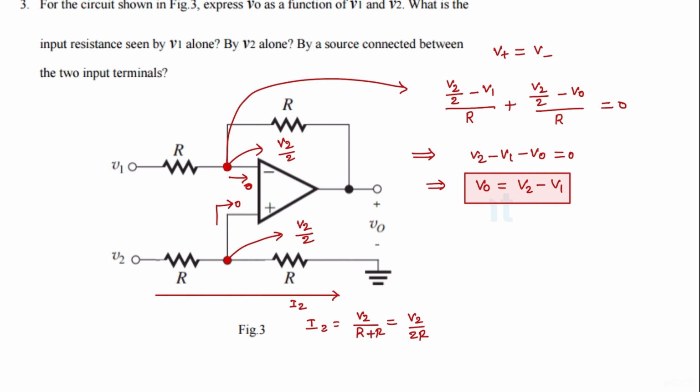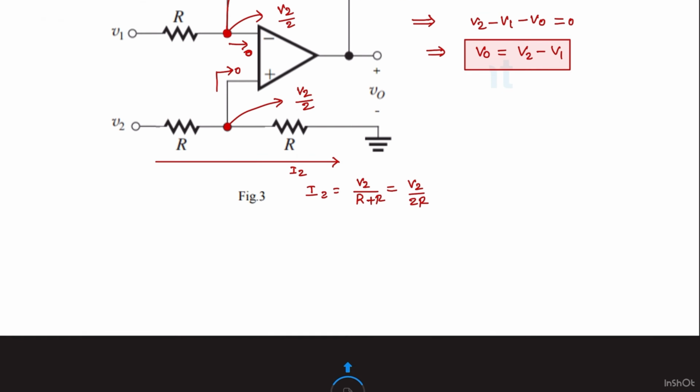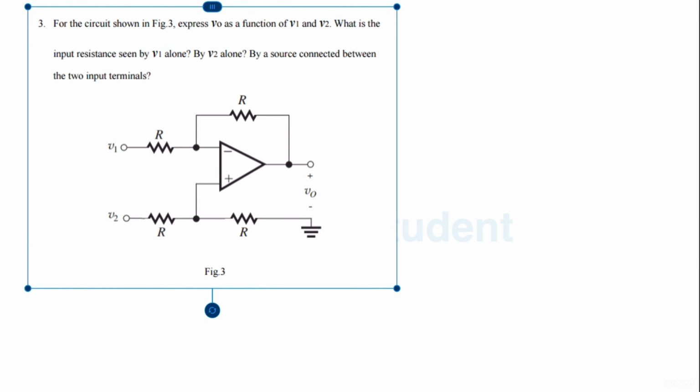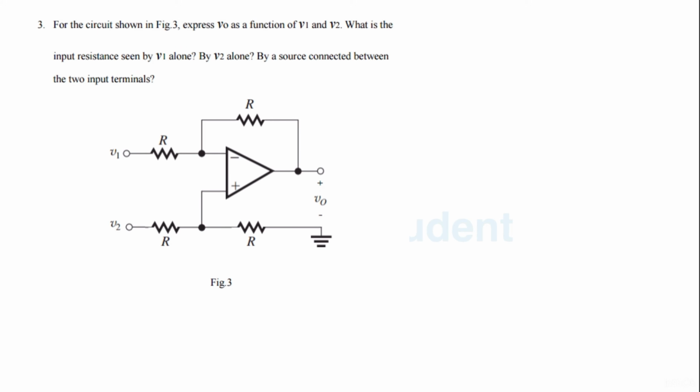So the very first part of the question is now solved, that is, express V0 as a function of V1 and V2. Now the second part of the question is, what is the input resistance seen by V1 alone? Another important thing about an operational amplifier is that it is a linear device. So now we will make V2 equal to 0. Only V1 is active now.